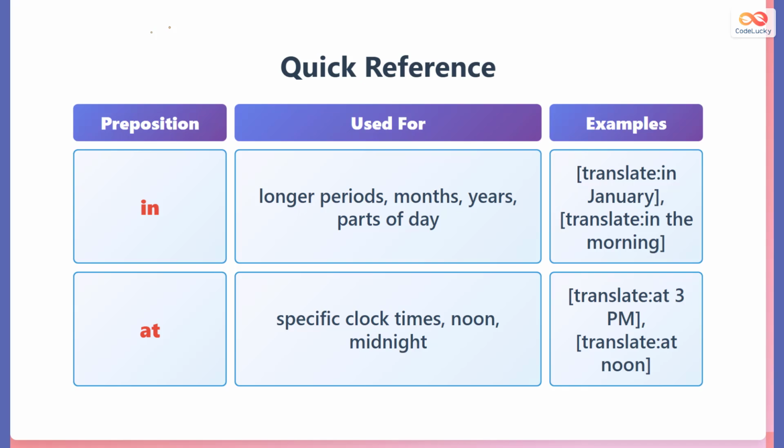To summarize, use in for longer periods like months, years, and parts of the day. Use at for exact times like 3 p.m. or noon. These simple rules help understand when to use in or at in English time expressions.